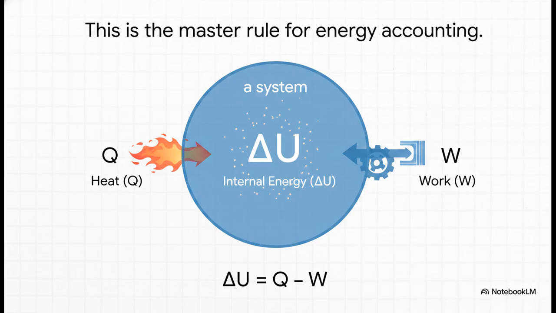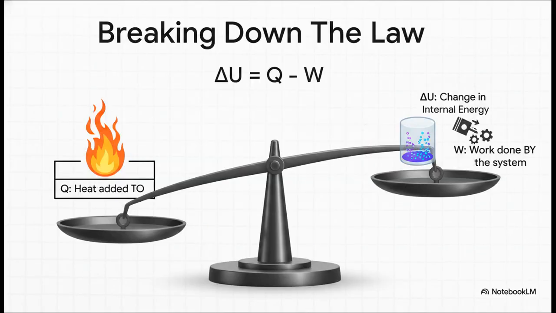So, we've got our 3 players: internal energy, U, heat, Q, and work, W. And the first law of thermodynamics is this beautifully simple yet incredibly powerful equation that ties them all together. You can think of it as the universe's unbreakable rule for keeping track of energy. So let's break it down. That little triangle, delta, just means change in.